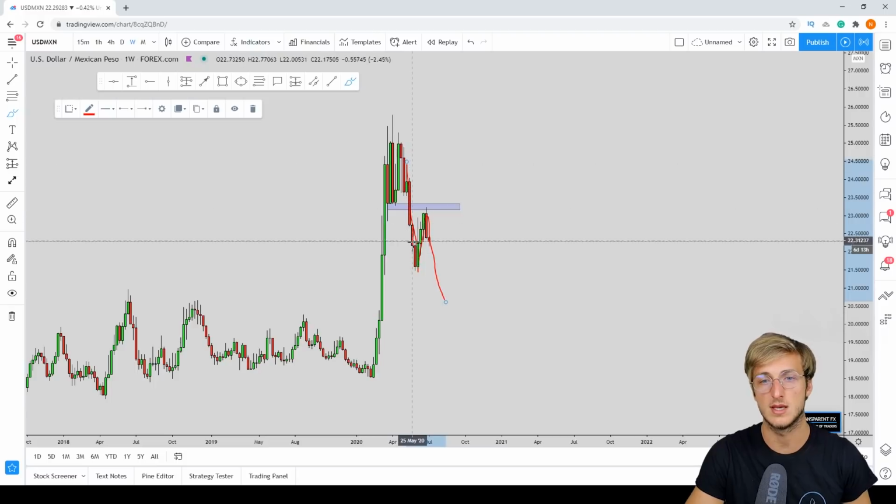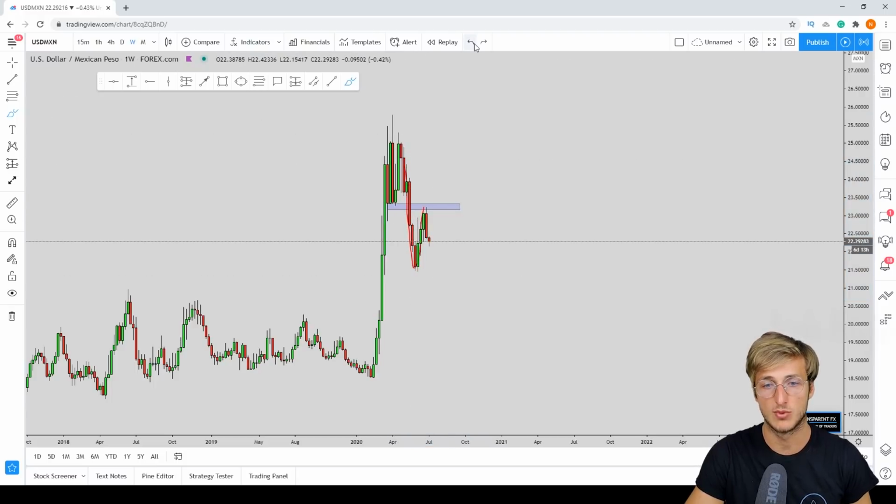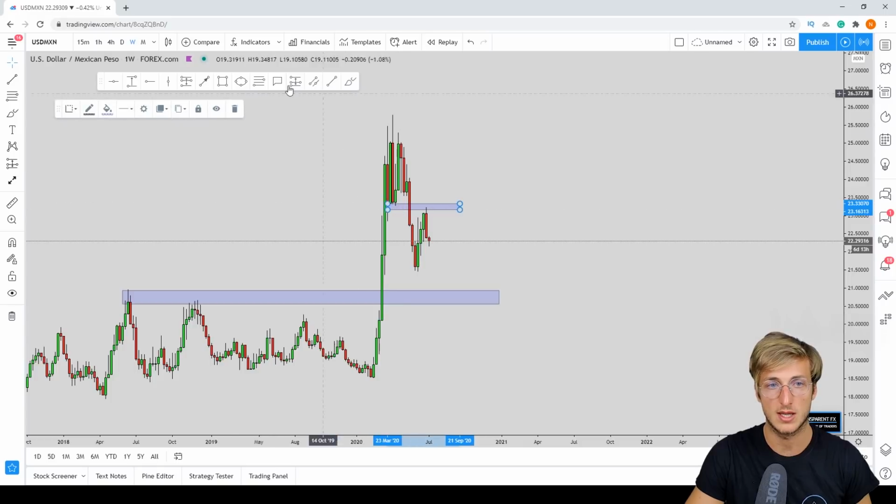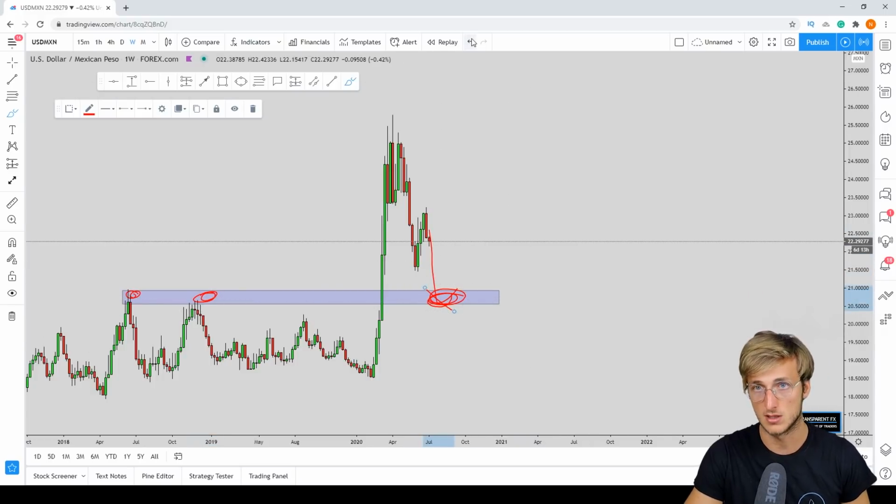So to complete this impulse, correction, and impulse pattern to the downside, to go and test the structure, which the market still hasn't tested, because the real weekly support is actually here at this previous resistance, which is now turned support. So the liquidity for this market is actually here.